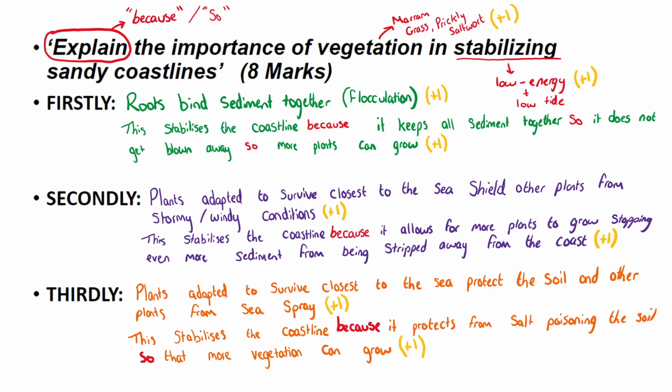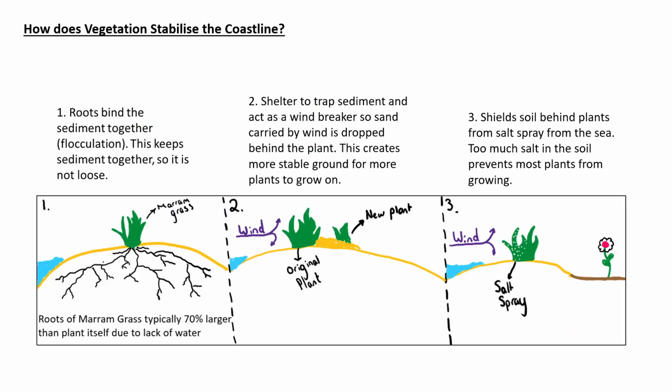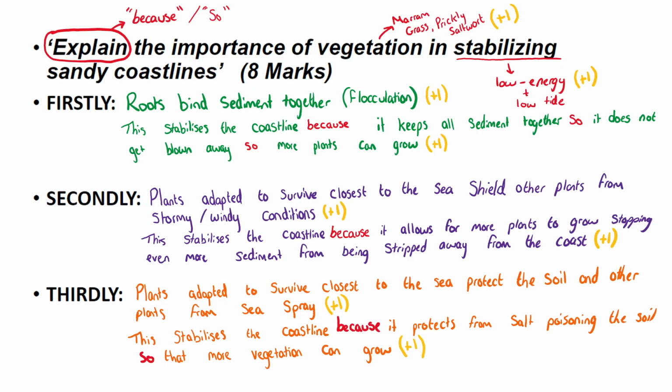And the firstly, secondly, and thirdly is actually this diagram here. So this diagram that we just previously looked at, essentially put into an answer form. So the first thing I've gone for is how roots bind the sediment together. This is probably the easiest one to start with. The process of flocculation, that would get you 1 mark. That's your detailed bit. Then you'd have to go into the explanation. So you'd have to say that this stabilises the coastline because it keeps all the sediment together so it does not get blown away, so more plants can grow.